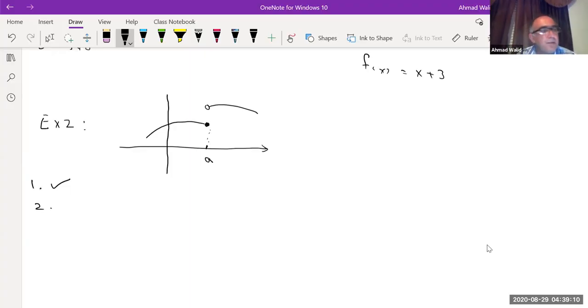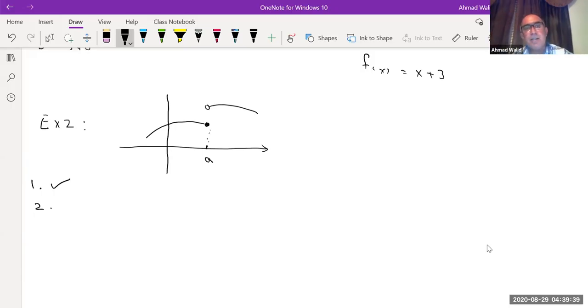Number 2 is the limit of f of x must exist. What do you think? Based on the lecture I did for you on limits, is the limit of the left hand and the limit of the right hand equal to each other? One of them goes up, one of them comes this way down. Do they meet each other at one point? Definitely no.